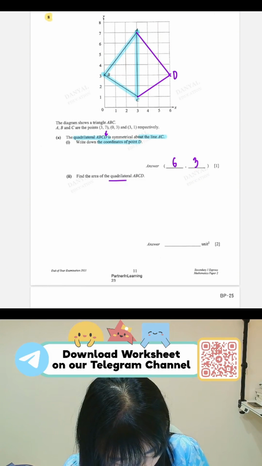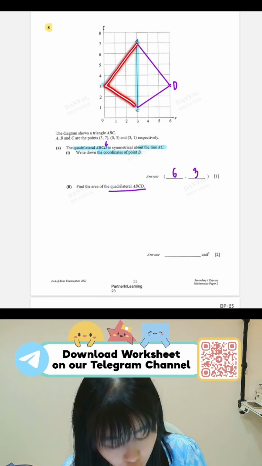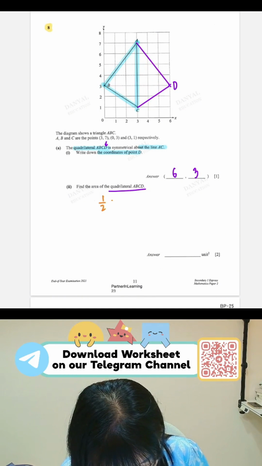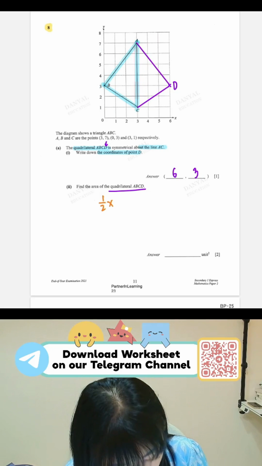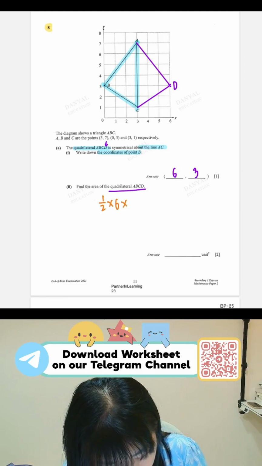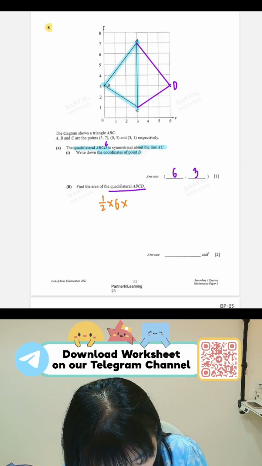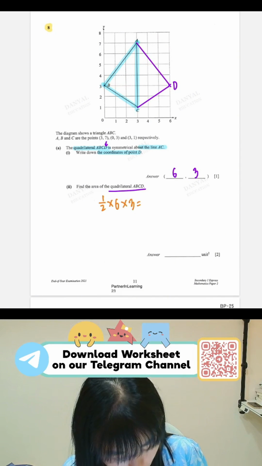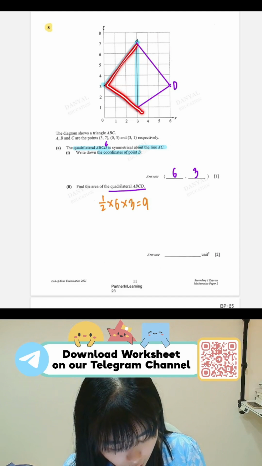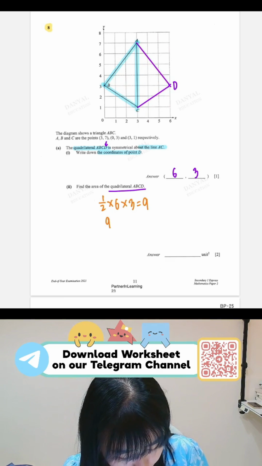Find the area of quadrilateral ABCD. So to find the area, I will split it into 2 parts first. Triangle, triangle. So how do I find the area of this triangle? It's half times base, my base is here, 1, 2, 3, 4, 5, 6. Times height, if this is my base, my height must be like this, 90 degrees, so it's 1, 2, 3. Half times 6 times 3, you will get 9. If this is 9 units squared, then this one is the same thing, mirror image. So 9 units squared, so 9 times 2 equals 18, done.